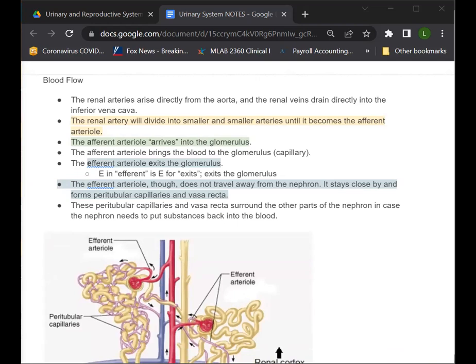Okay, blood flow. We need to know that the renal arteries arise directly from the aorta. And then the renal artery is going to divide, and it's going to become smaller and smaller and smaller until it becomes an afferent arteriole.